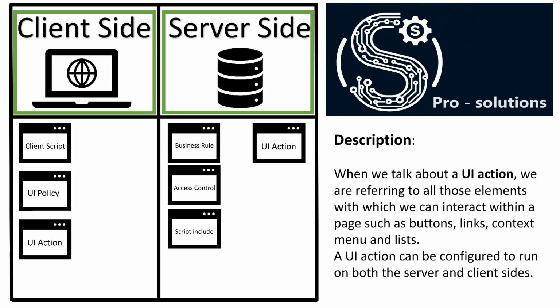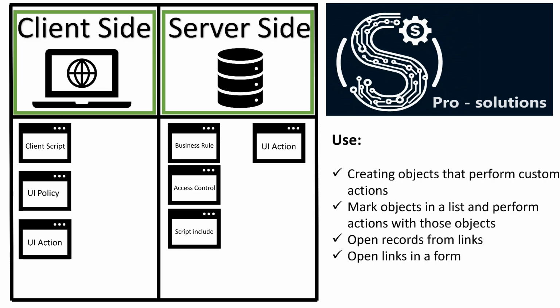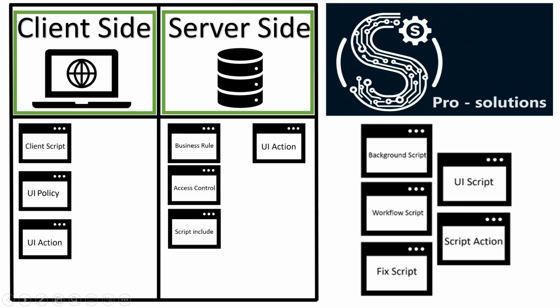It will be very useful for us to do some things like creating objects that perform custom actions, mark objects in a list and perform actions with those objects, open records from links, open links in a form. Here we are going to leave this first part. In the next video we will see 5 more elements widely used in development in ServiceNow. These 5 elements will be the following: background script, workflow script, UI script, action script, and fix script.